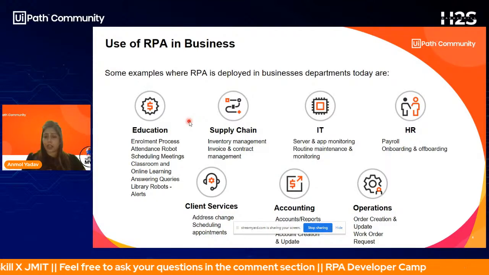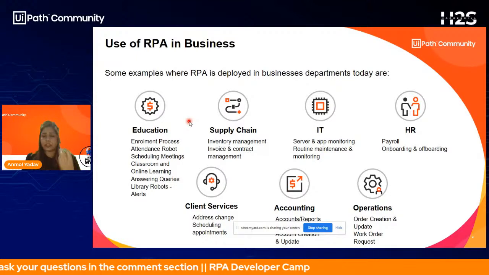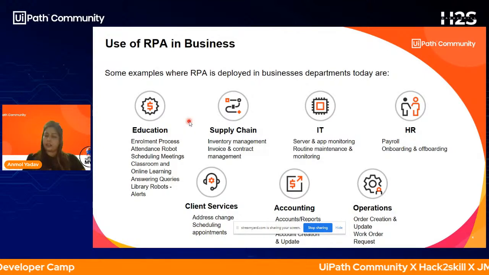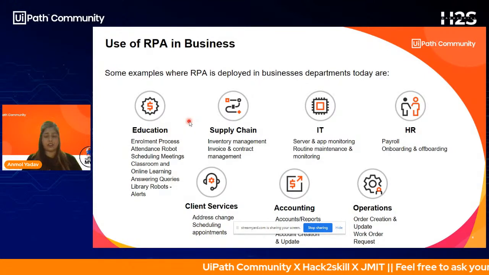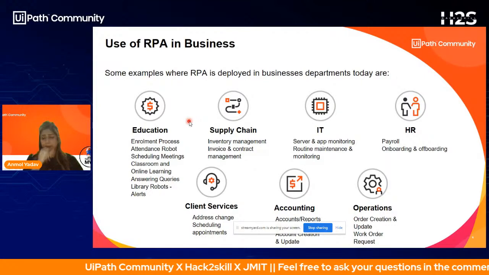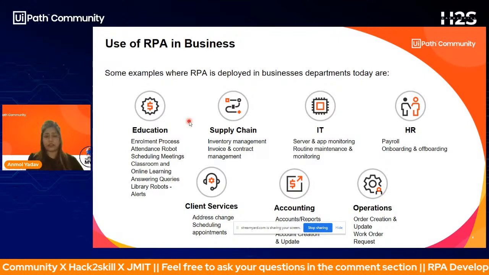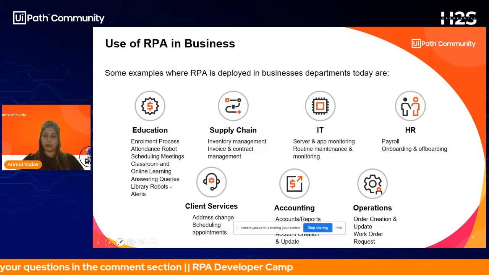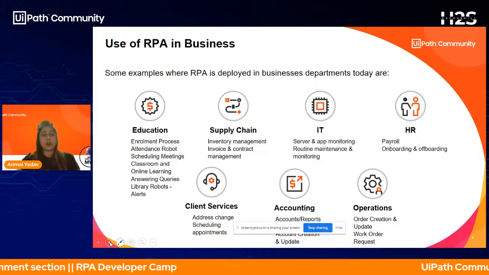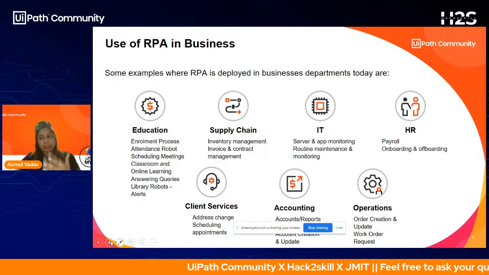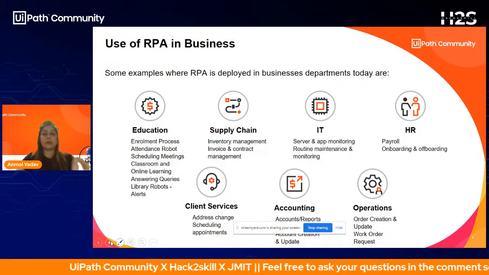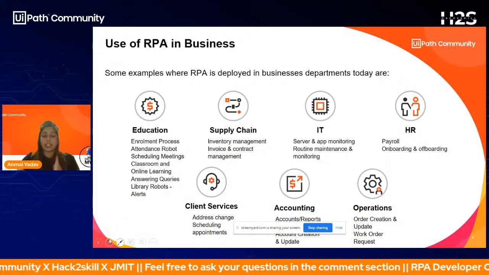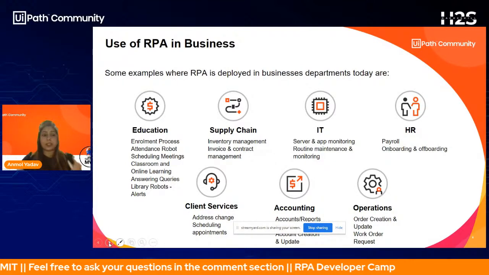Then we have accounting. So creation of account, updation of account, or creating any report, that also can be done using a robot. Then operations: order creation, order update, or work order request. All these request creations, updation of any order, updation of price of a particular item, can also be done using a robot. So these are a few of the sectors, and we saw how RPA is so useful in almost all of these sectors. Now you can name any sector, and there would be something RPA can do there and save a lot of time and effort in that sector. So that is why RPA is so much in demand these days.